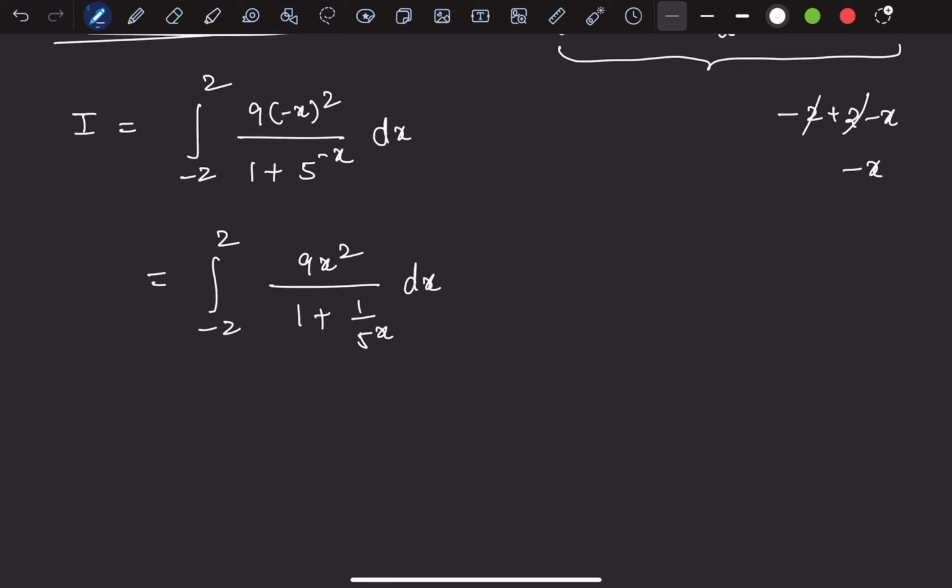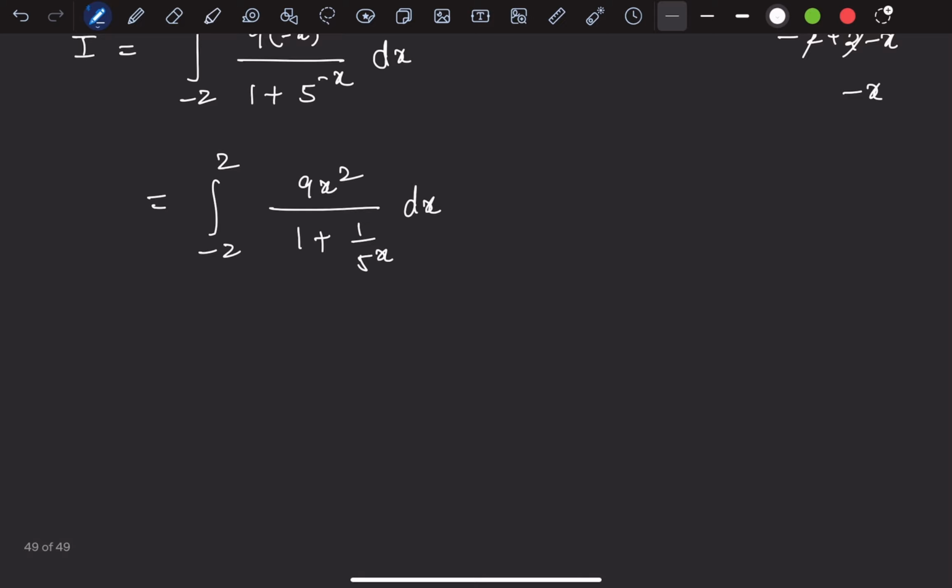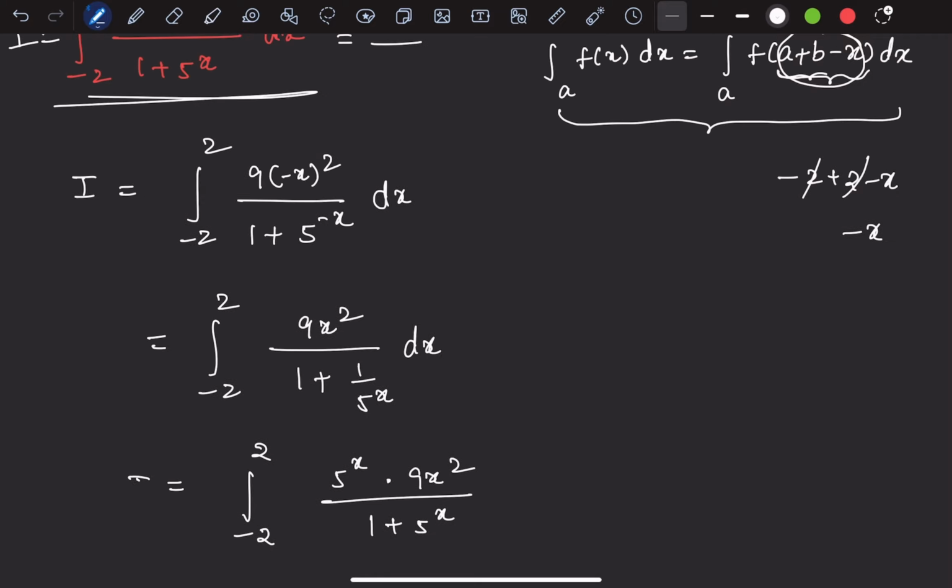We have solved a similar question in this shift before, where you had to find out the point of intersection, find out a and b, and then solve for an integral. So this question is very similar. In fact, I would say this is the same question. This is a kind of bonus question for you. If you are able to solve that question, you will be able to solve this question very easily. So integral minus 2 to 2, 5 power x multiplied by 9x square by 1 plus 5 power x. So this is also I.